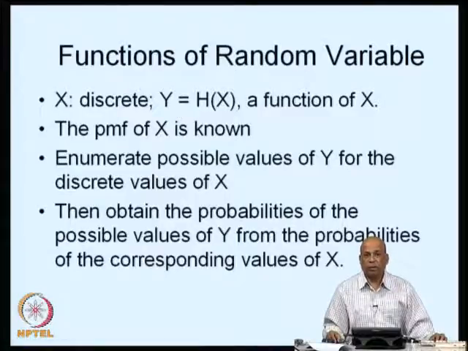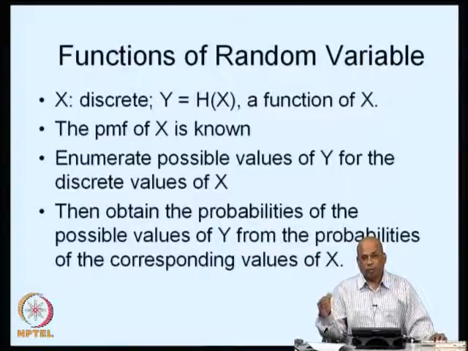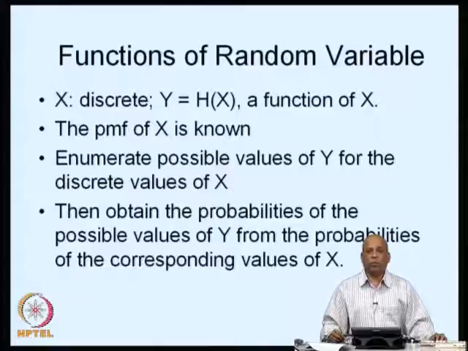Now, it is possible that the same value of y occurs for different discrete values of x, in which case that particular value of y can occur for x is equal to x1, x is equal to x2, and so on, and the associated probabilities need to be added up. So, in the case of discrete random variables, the procedure is fairly straightforward. You simply enumerate all the possible values of y for the discrete values of x, and then we obtain the probabilities of all these possible values of y from the probabilities of the corresponding values of x.